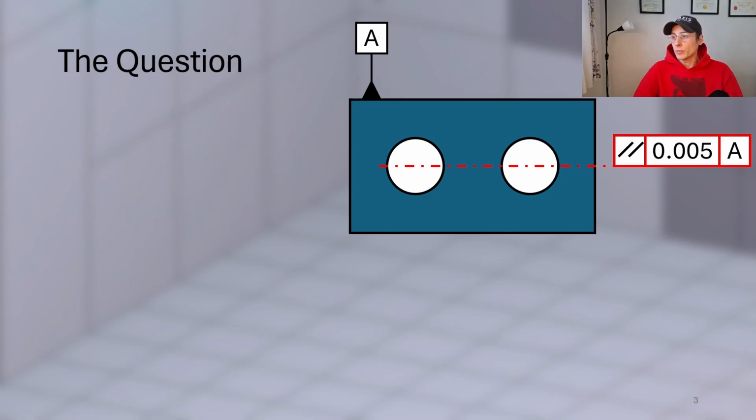Is this legal? The design intent was that they wanted to have two holes, and they wanted to keep the axes of those two holes parallel to datum feature A. And they had proposed a parallelism directly controlling the two axes to datum feature A. So the first question, is this legal? And the answer is no, you can't directly control two axes like this.